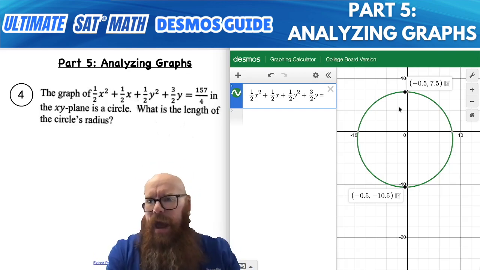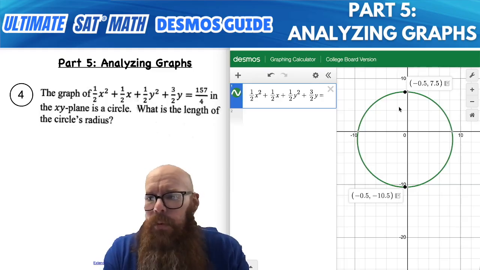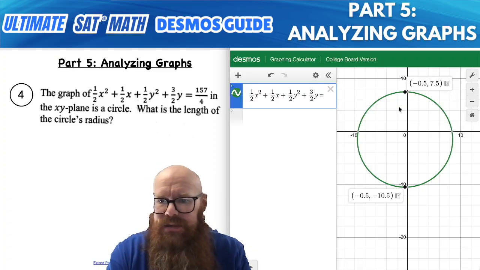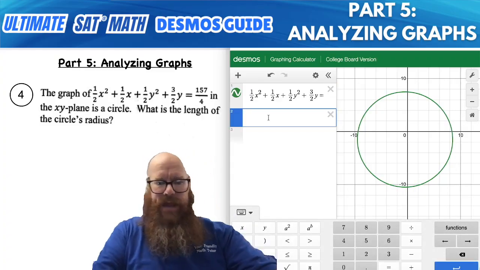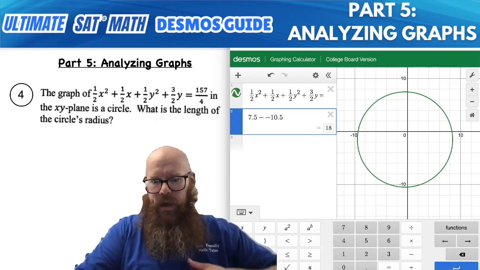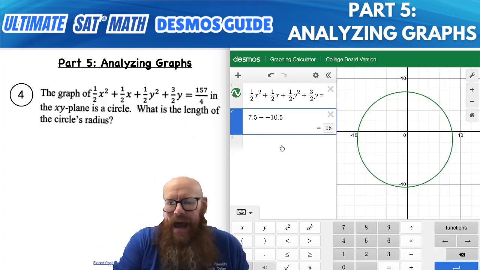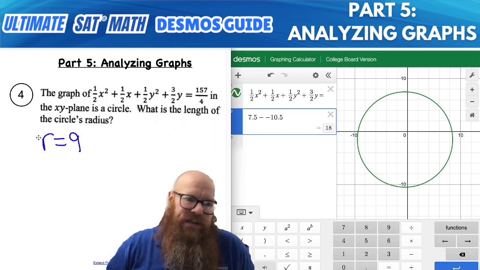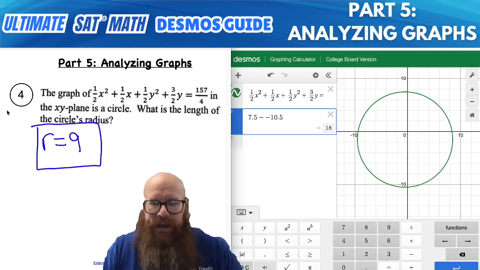Based on the last problem, I know the x coordinate of the center was negative 0.5. But what I really want is the y coordinate. I want to subtract the y coordinates, and that's going to give me the diameter. So 7.5 minus negative 10.5, and I get 18. That's really just finding the distance from the top to the bottom. So that is the diameter. So the radius is clearly going to be 9, which is just half of that. All right, so that's the quick way in Desmos to find the radius.